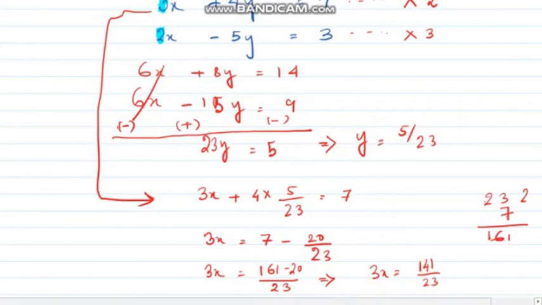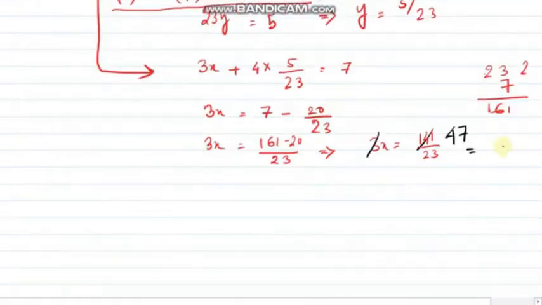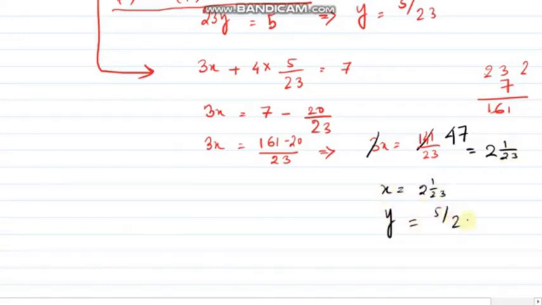If I simplify, 3 fours are 12 and 47. So it's 47/23. Please do remember, don't keep the answer in improper fraction. Always write the answer in mixed fraction. So your answer will be 2 and 1/23. So x = 2 and 1/23 and y = 5/23.